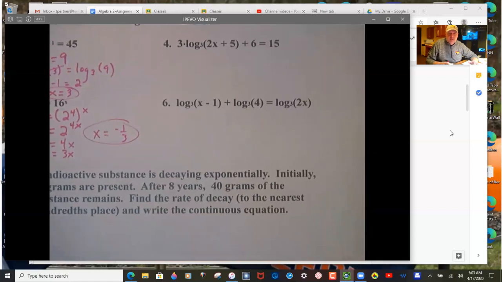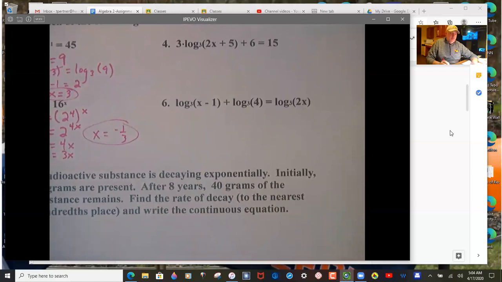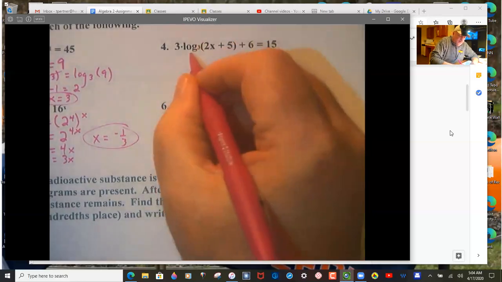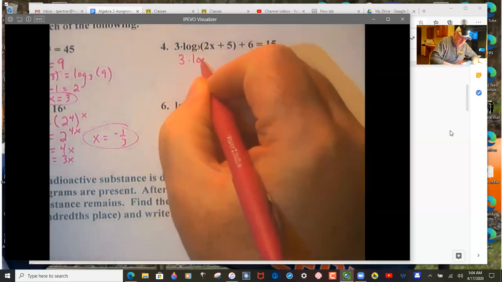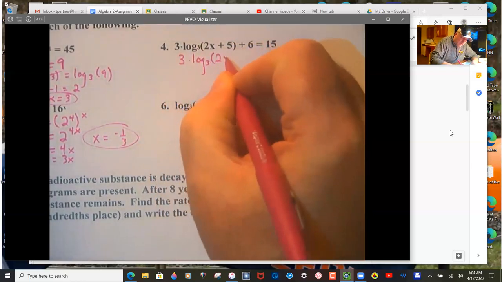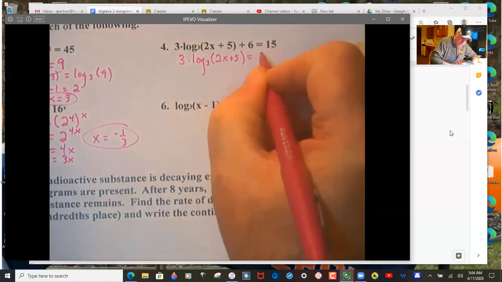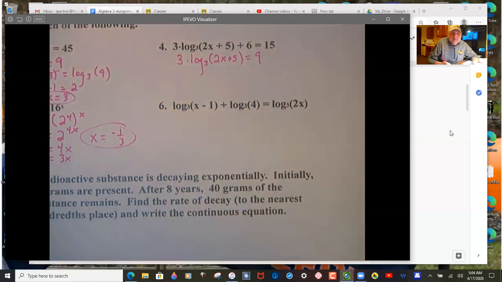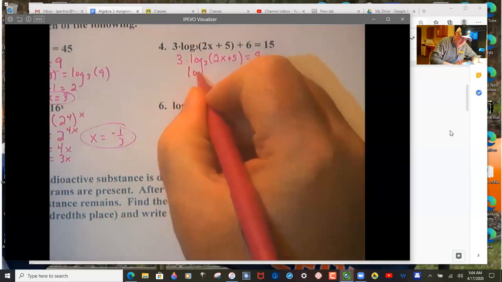Okay, our logarithm problems. Now we need to get a single log statement on one side or on both sides. So that will involve a couple of things. Subtracting 6 is the first thing to do, and then divide by 3 is the second thing to do.